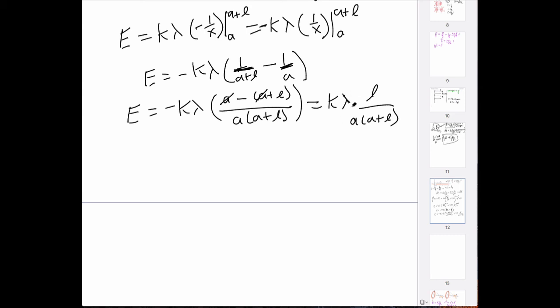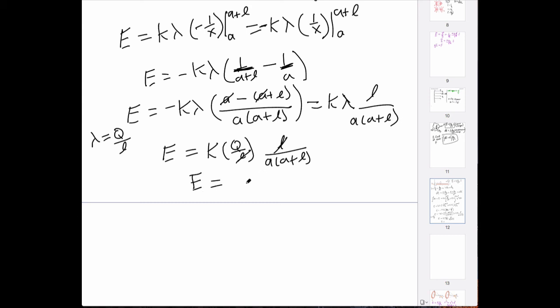Okay? And it's worth remembering right now, lambda equals the total charge on the rod divided by the rod's length. So I can plug that in up here. So E field is now k times total charge over length times length over a times a plus L. The lengths cancel each other out, and I actually get an answer that I can use. So I'll go right down to the end. E equals k times Q divided by a times a plus L.